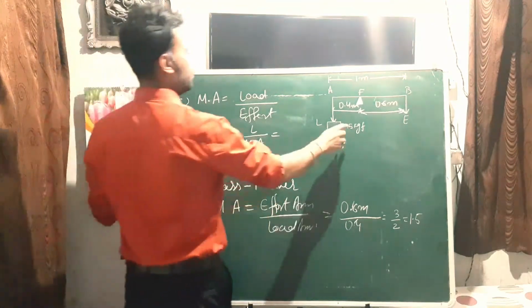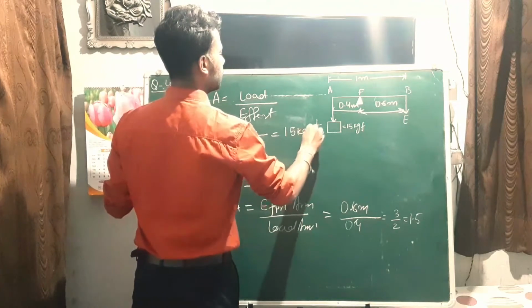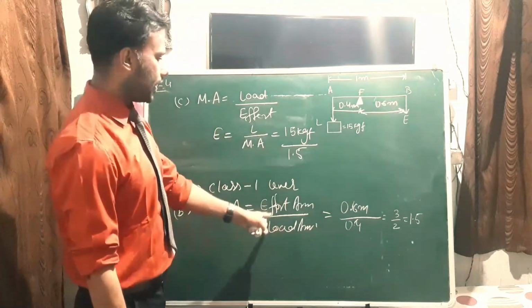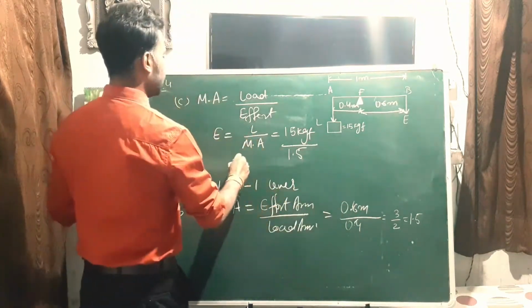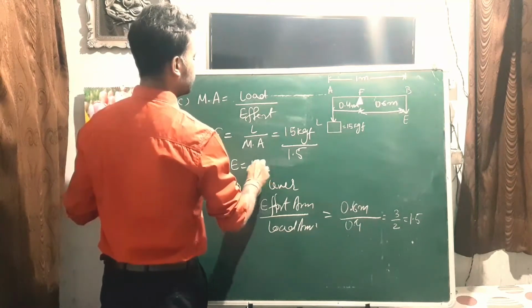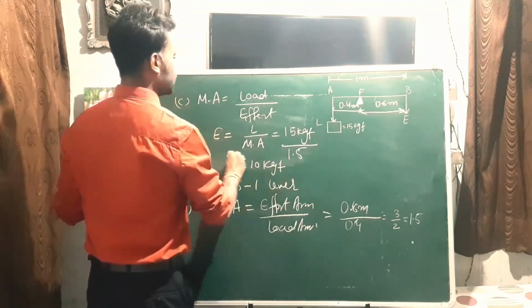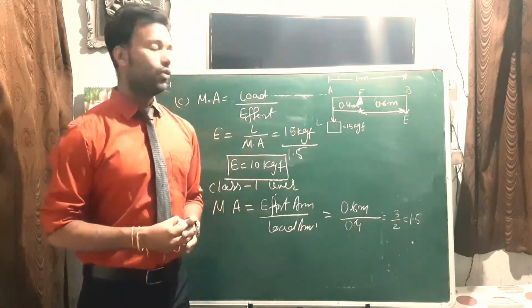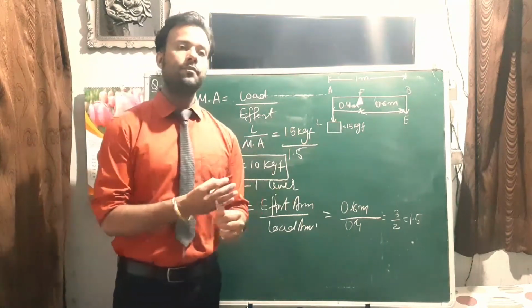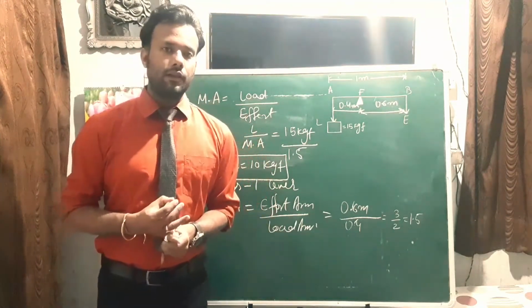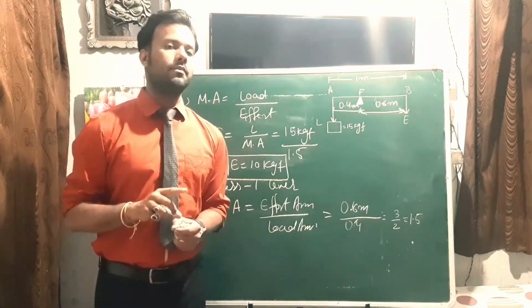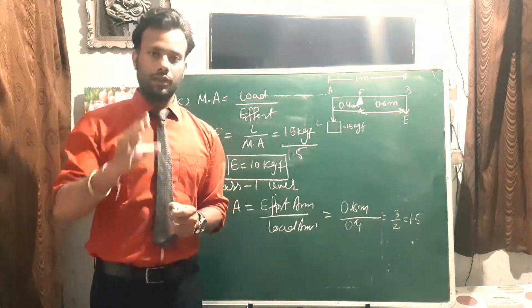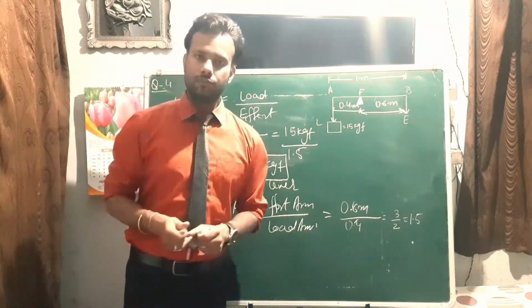L, that is load, is given 15 kgf, and the mechanical advantage is 1.5. We have calculated MA before, so when you solve it, you will get the value of E as 10 kgf. That means by applying 10 kilogram force, we can overcome the load of 15 kilogram force. So this is, we can say, the advantage of using lever. We have to overcome the load of 15 kgf, but by just applying an effort of 10 kgf, we can overcome 15 kgf. Okay, so let's see the next numerical.